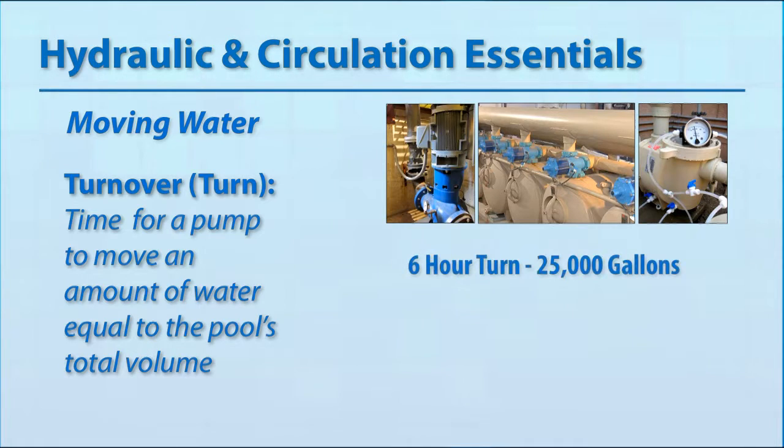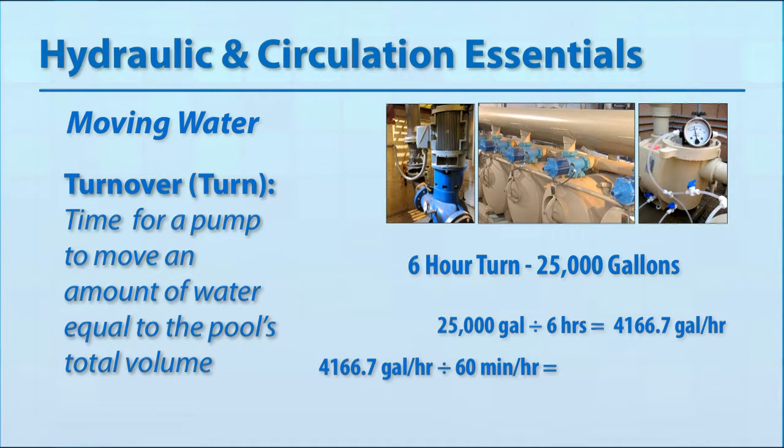Let's say the code requires a 6-hour turn and the pool is 25,000 gallons. To determine the required flow rate, we divide 25,000 gallons by 6 hours, and then we convert hours to minutes by dividing by 60. Here we get 69.4 gallons per minute, or GPM. This is the required turnover to adequately circulate the pool.